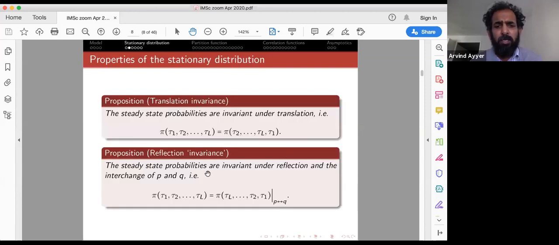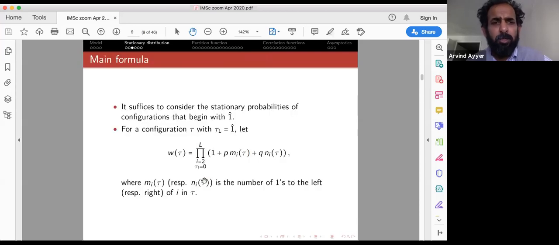The other property is this reflection invariance: if you look left to right instead of right to left, and you interchange P and Q, then the stationary probabilities will remain the same. So these are two easy properties one can check. And to define the main formula, I need some notation. Because of the translation invariance, it is enough to consider configurations where the first site is a 1 hat.